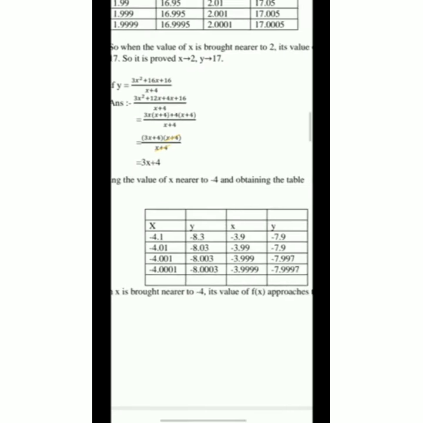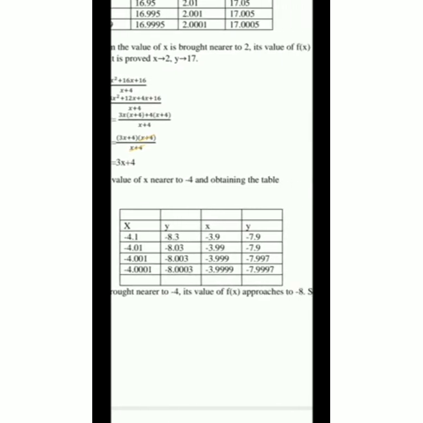In the first column, we will initially decrease the value by minus 0.1, in the second column minus 0.01, in the third column minus 0.001, and in the fourth column minus 0.0001. So the first value that we get is minus 4.1, then minus 4.01, then minus 4.001, and the next one is minus 4.0001.